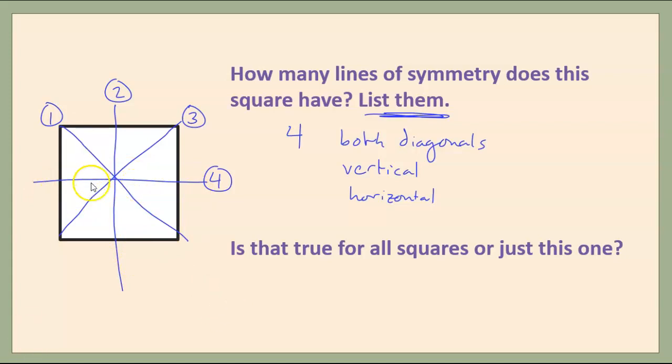We need to specify which vertical line and which horizontal line, because this is another vertical line, right? But this one is not a line of reflection. We can't reflect this over and have it match that one. Similarly, this is a horizontal line, but it also is not a line of reflection. This side doesn't match that side. So how do we specify which vertical line this is and which horizontal line this is?